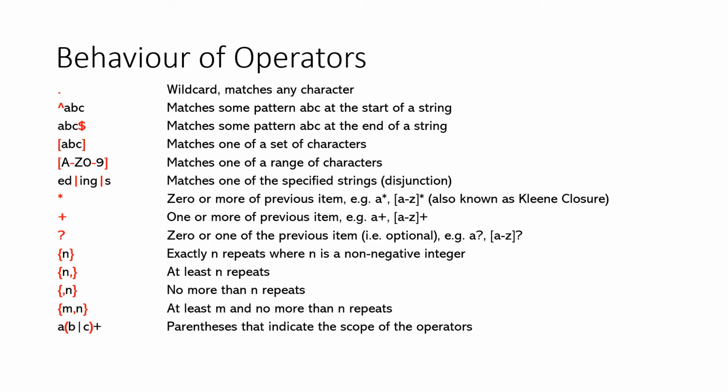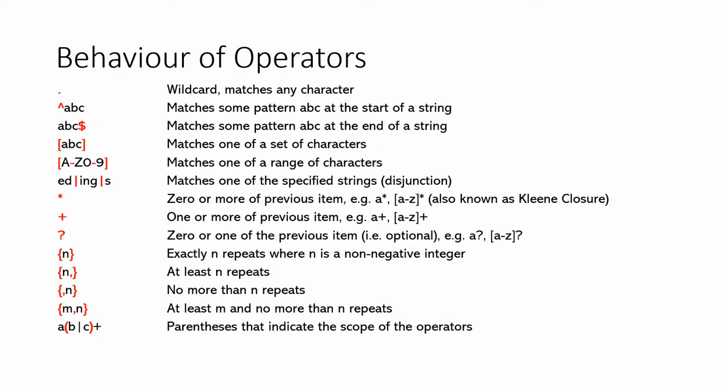Here is a list of operators that we can use in regular expressions. The dot symbol is a wildcard, so it matches any single character. The caret symbol is used to match some pattern at the start of a string, and a dollar sign is used to match some pattern at the end of a string. Square brackets are used to match one of a set of characters. The minus symbol in square brackets is used for ranges. The bar is used for disjunction, so to match one of the specified strings.